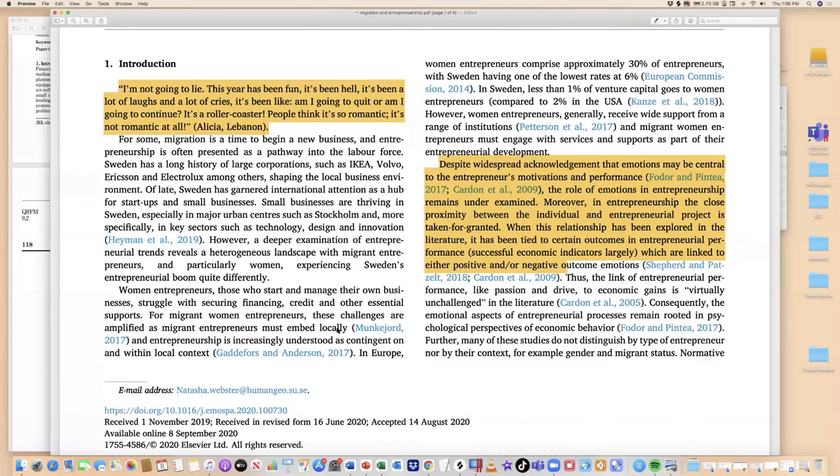Yes, bro. The role of emotions in entrepreneurship remains under examined. Moreover, in entrepreneurship, the close proximity between the individual and the entrepreneurial project is taken for granted. That's another interesting perspective, another way of presenting another gap. The role of the close proximity between the individual and the entrepreneurial project is taken for granted. When this relationship has been explored in literature, it has been tied to certain outcomes in entrepreneurial performance.